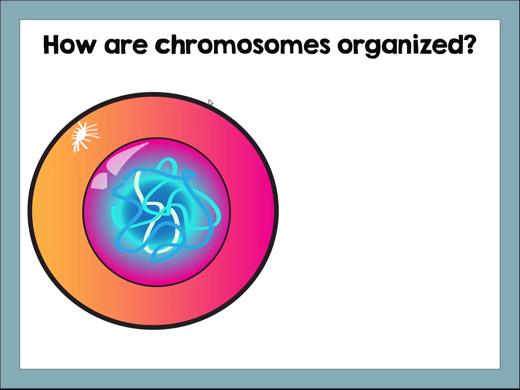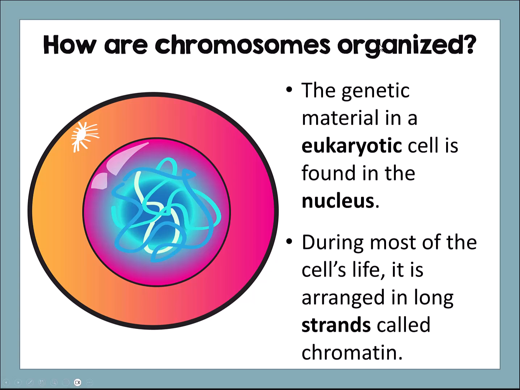Okay, so let's talk about this genetic information. The genetic material in a eukaryotic cell is found in the nucleus. We learned that back when we talked about the different structures in a cell. During most of the cell's life, it is arranged in long strands called chromatin. So here in our very simplified picture would be these blue strands.